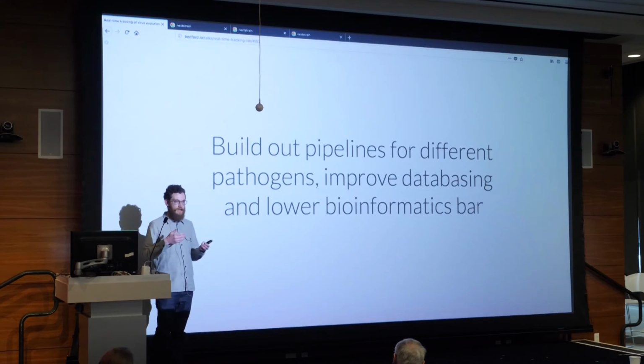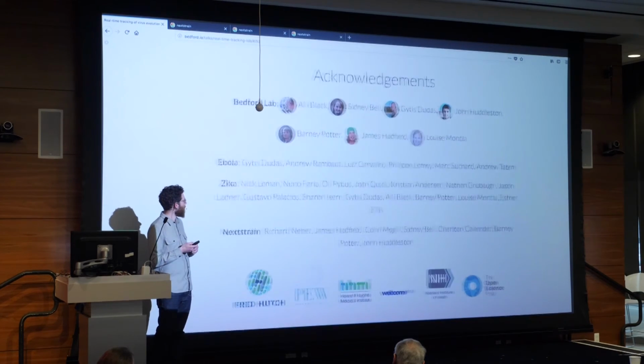Generally, we're working to build out pipelines for different pathogens. We're trying to improve our databasing to make it easier to share data with us, and we're trying to lower the bioinformatics bar so that people who aren't us can do these analyses more easily. And with that, I'd like to close.